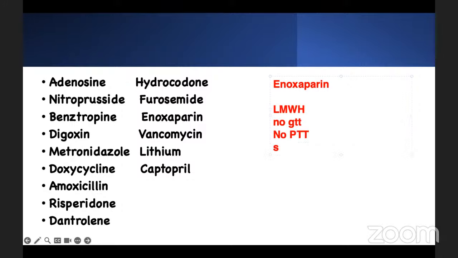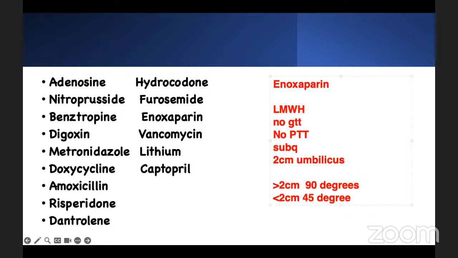You give it sub-Q, right? Where? 2 centimeters from the umbilicus. That's where you push it. Key fat fundamentals. If you can pinch more than 2 centimeters of the fat, you give it at 90 degrees. If you cannot, less than 2 centimeters, you give it at 40 degrees. Key fat, they're going to trap you.